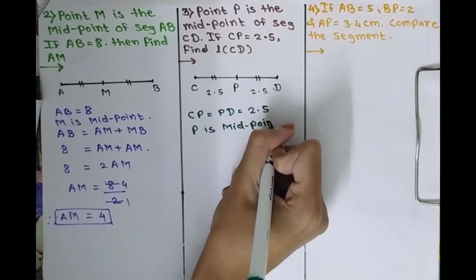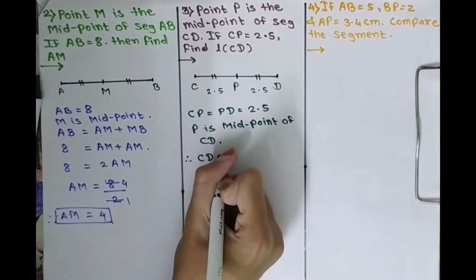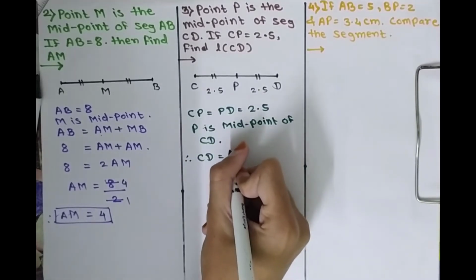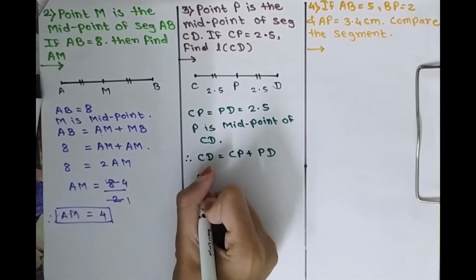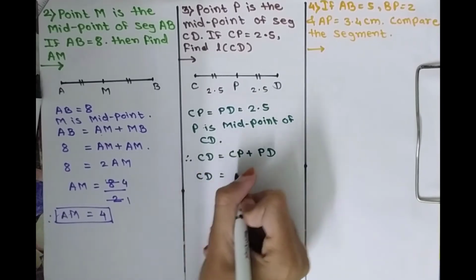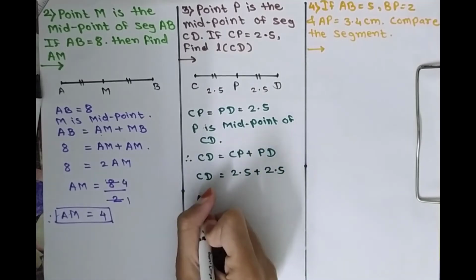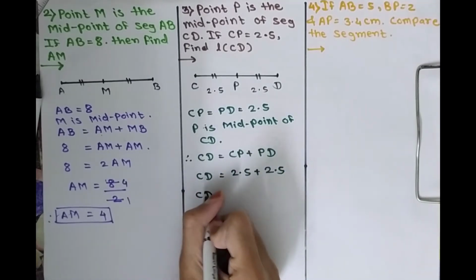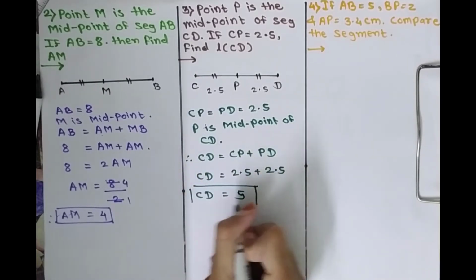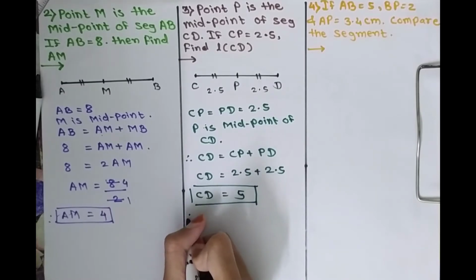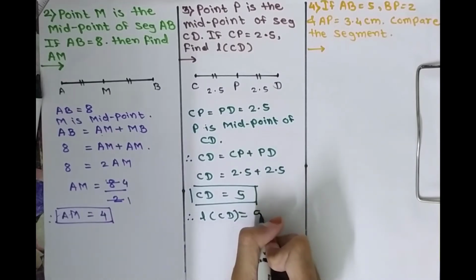Midpoint of CD. Therefore, CD is equal to CP plus PD. So CD is equal to 2.5 plus PD, which is also 2.5, so CD is equal to 2.5 plus 2.5, which is 5. Therefore, length CD is equal to 5.